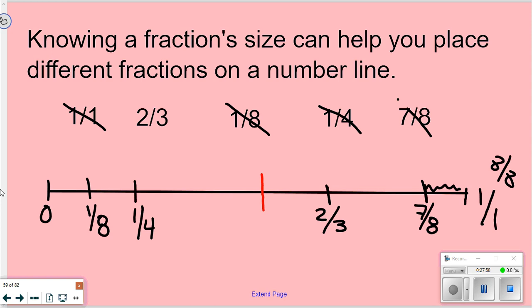So far, so good. This can be tricky, but it's not tricky if we keep thinking about the size of the pieces. It's all about that math logic that we've been practicing this week. So far, so good. Okay, here's what we're going to do. I have a comparison page that you're going to do.